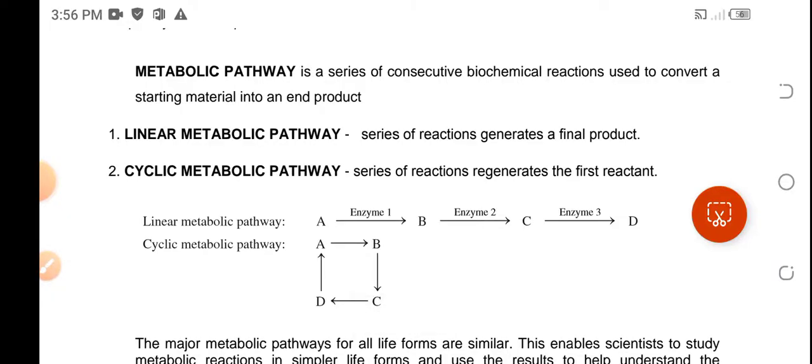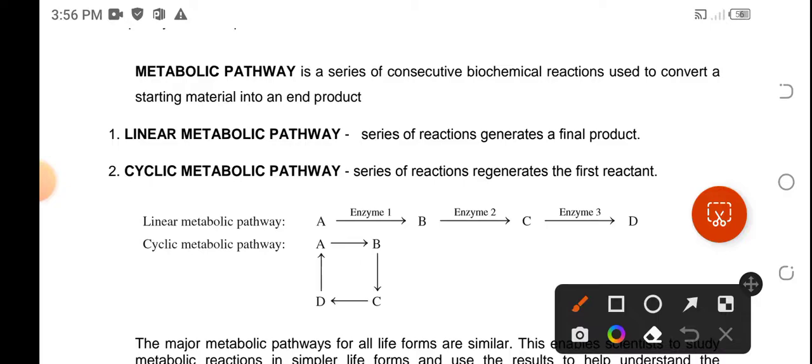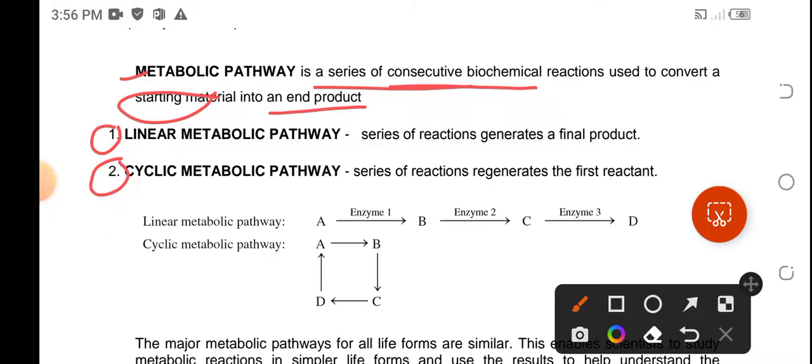Now, for the types of metabolic pathway, when we say metabolic pathway, this is the series of consecutive chemical reactions that will convert the starting material to an end product. Okay? So, marami tayong i-discuss later on na types of metabolic pathways. And the general classification would be linear or cyclic.